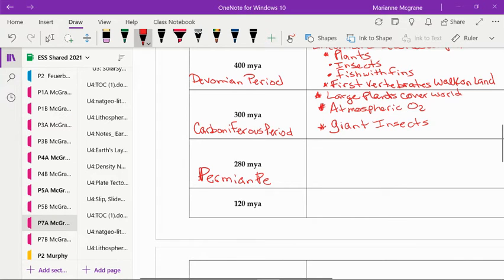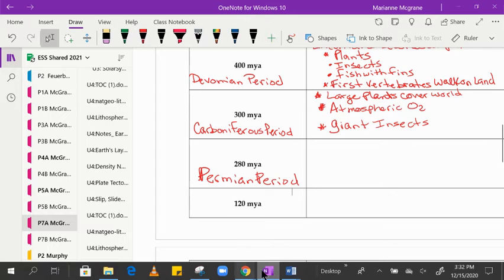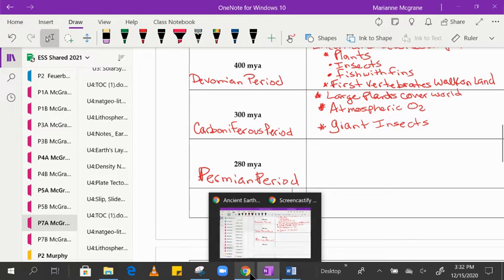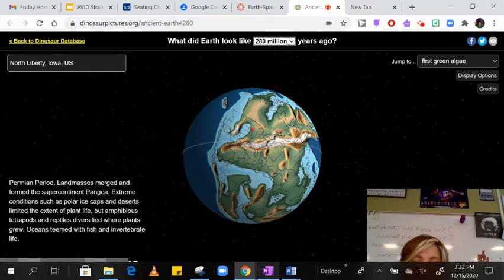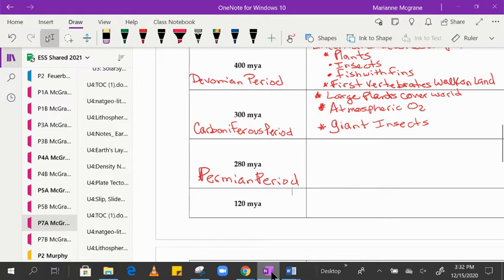When I was in a class in college, I had to memorize all the different periods and epochs and eras. All right, so what happened here? Supercontinent Pangea that Kyle and Mason were talking about.